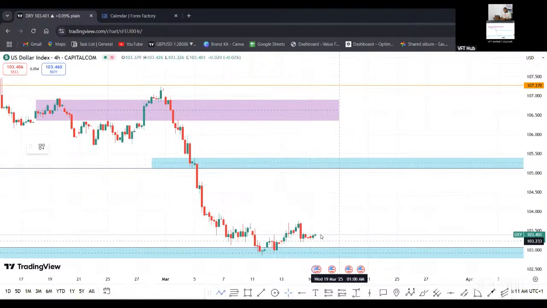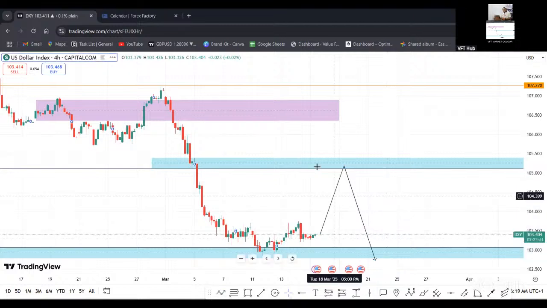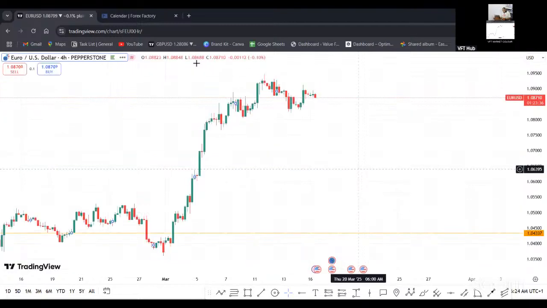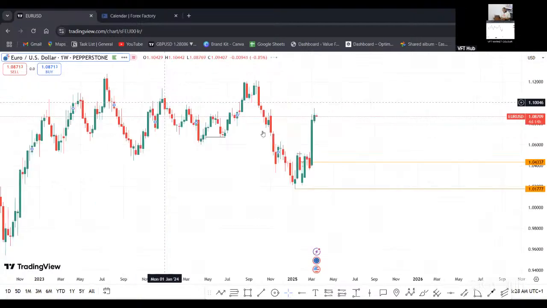So this is the path I'm expecting the dollar index to travel all the way here, and then slamming back to the downside. Okay, so let's see how this plays out for this week. And now, talking about what we're looking out for the week, let's also check out what implication this has on Euro USD and on GBP USD.